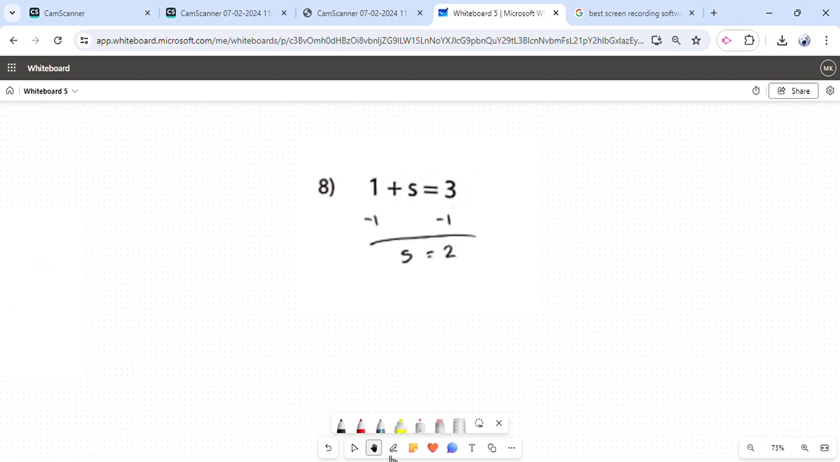For number 8, this is fairly simple. 1 plus s equals 3. Subtract 1 from both sides, and that gives you s equals 2.